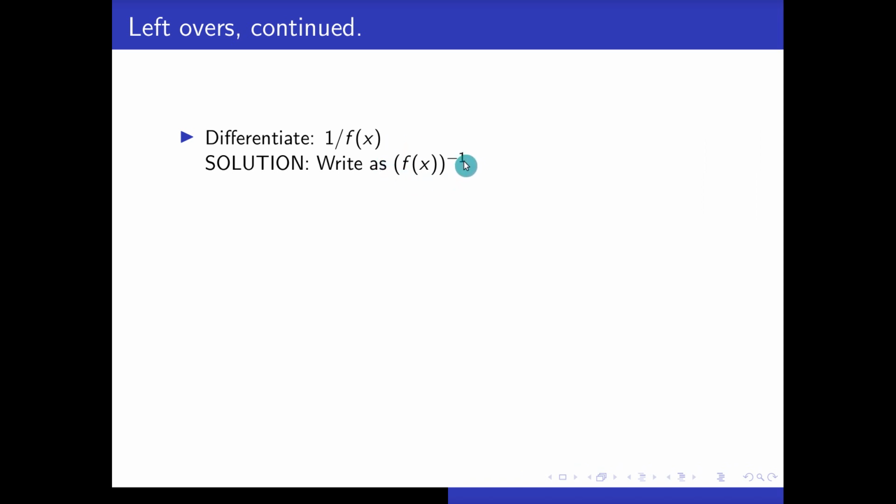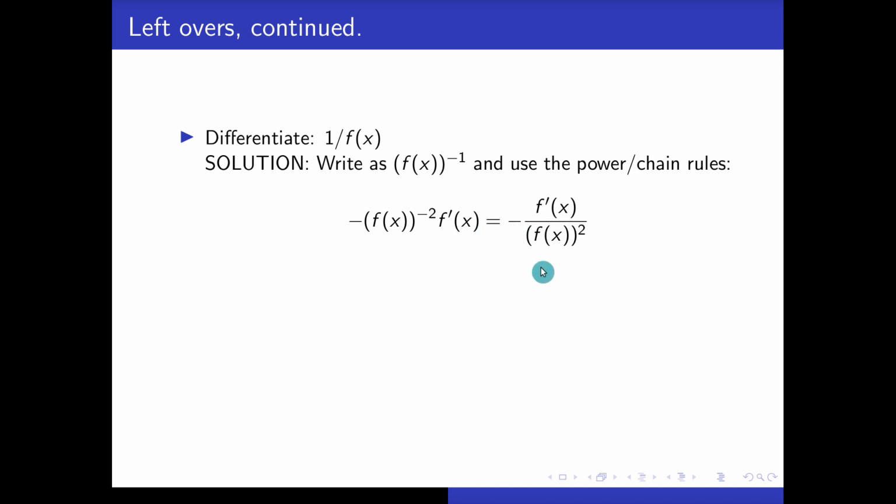And so now we bring the negative 1 down, just use the power rule. And then we want to follow that with the chain rule. Good. And so if we simplify that, looks like the derivative of 1 over f of x is minus f prime of x divided by f of x squared. Sometimes this is a nice formula to kind of remember, put it in the back of your mind.